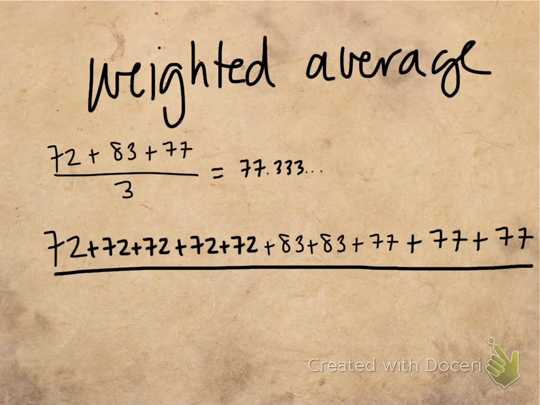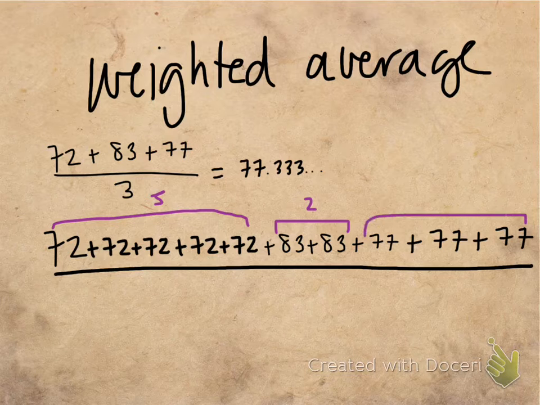What if I, in fact, had 5 values of 72, 2 values of 83, and 3 values of 77. How would that change things? Well, first off, it would change the number I'm dividing by because I have 10 total values, so I'm going to divide by 10.